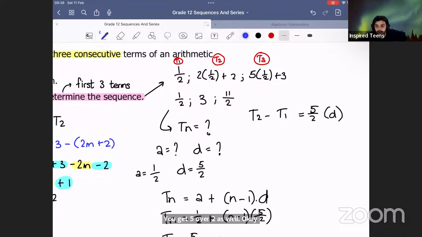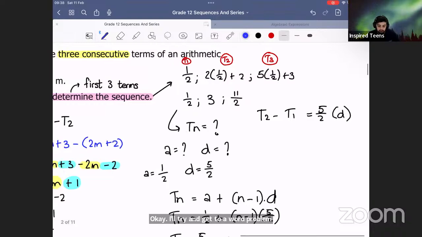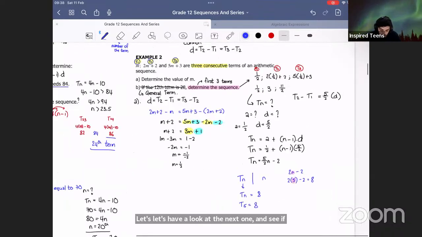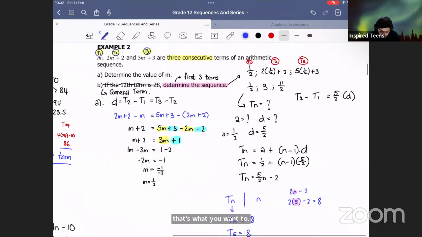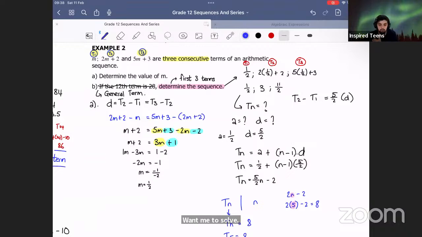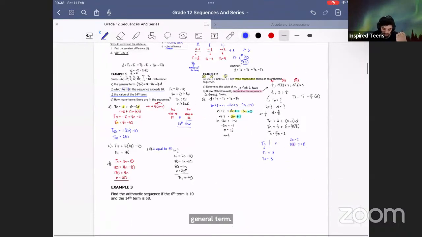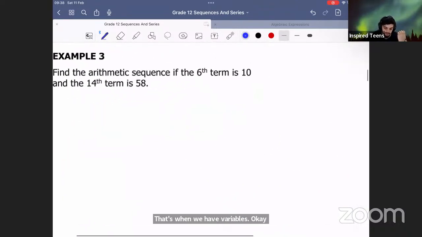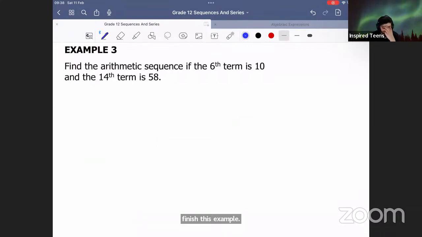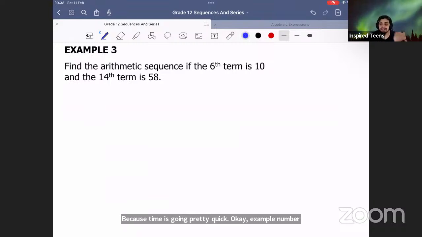I'll try to get to a word problem example. Let's have a look at the next one. So that's the general term, that's when we have variables. Let's try and finish this example because time is going pretty quick. Example number 3: find the arithmetic sequence if the 6th term is 10 and the 14th term is 58.